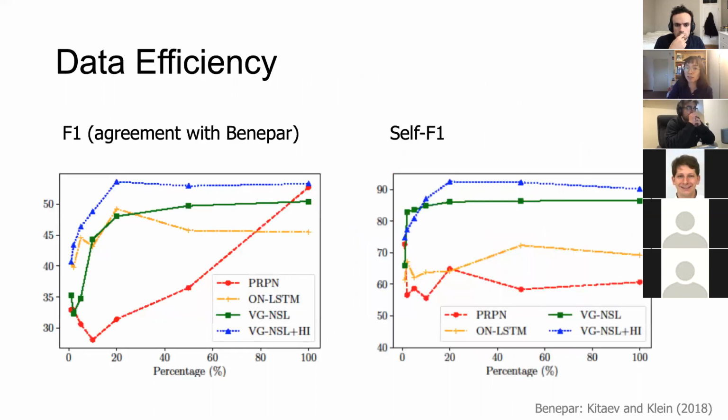We also test the data efficiency of our model, comparing against two strong baselines, PRPN and Ordered Neurons. In terms of F1, our model can achieve a very comparable result using only around 20% of the training data on MS COCO, while PRPN requires 100% of the training data to do a good job, while Ordered Neurons achieve the best performance with only around 20% of the training data, but there is still a gap between its performance and our best result. In terms of self F1, our model is able to achieve a very high self F1 score with very little training data too.